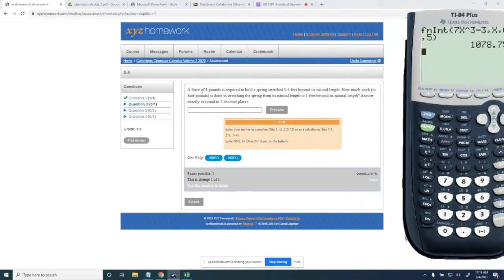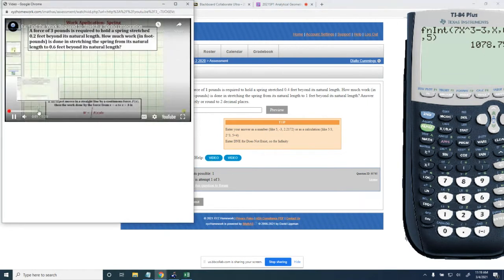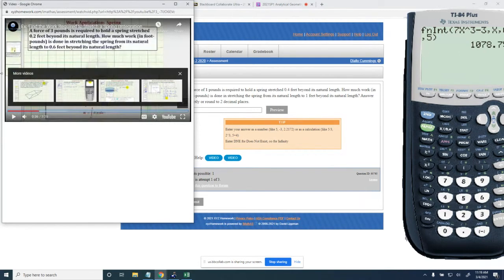We're given a force of 1 pound. So notice I am given a force, but I'm also talking about a spring. Before we go any further, we're going to look at what's called Hooke's law. This is where the videos are pretty good in this particular section. So I'm going to bring up this video, and in the video, he describes Hooke's law. So we'll just take a look at that.